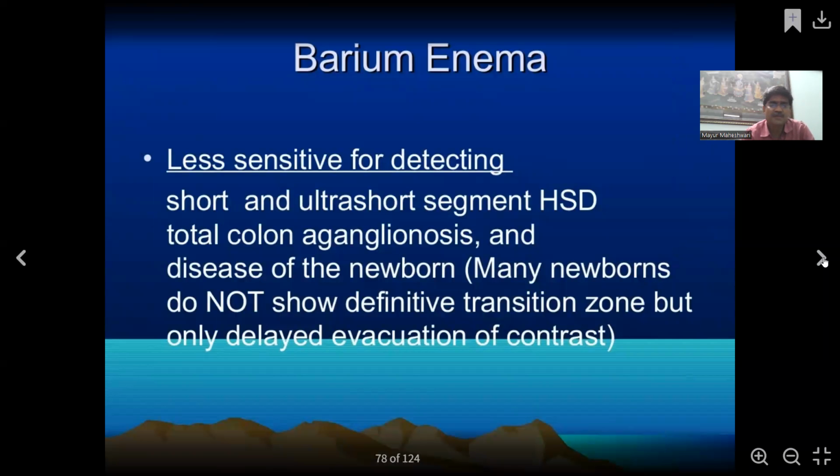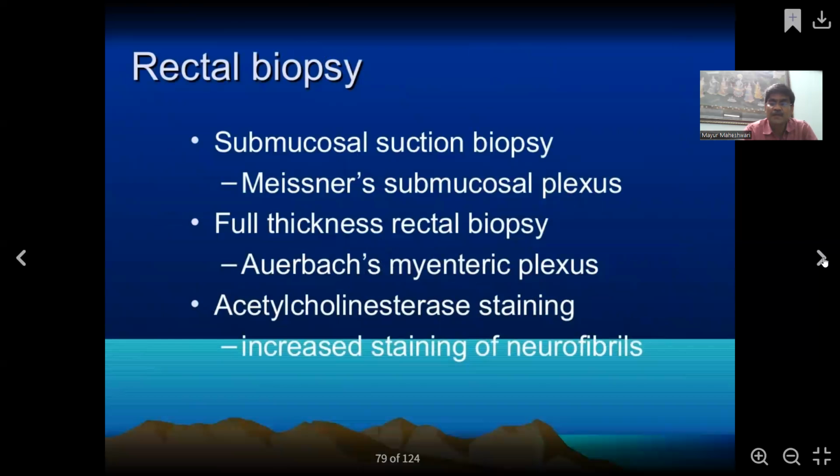Barium enema is less sensitive for detecting short and ultra-short segment Hirschsprung disease, total colonic ganglionosis, and disease of the newborn. Many newborns do not show any definitive transition zone, but only delayed evacuation of contrast. So you have to take a 24-hour film after doing a contrast study. Then rectal biopsy is the mainstay for the diagnosis.